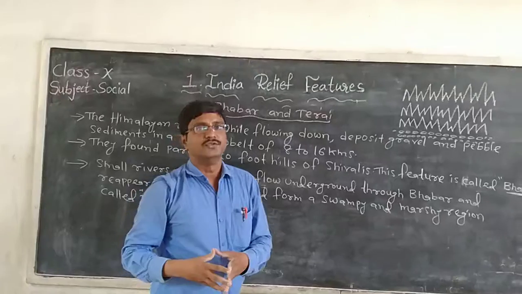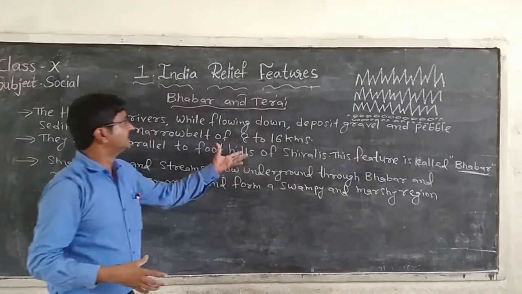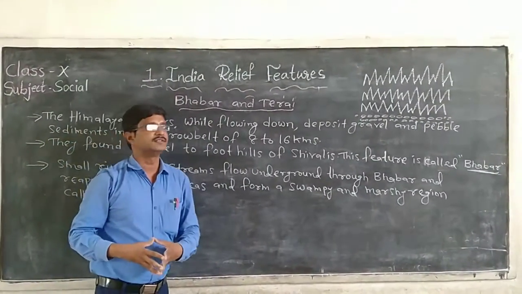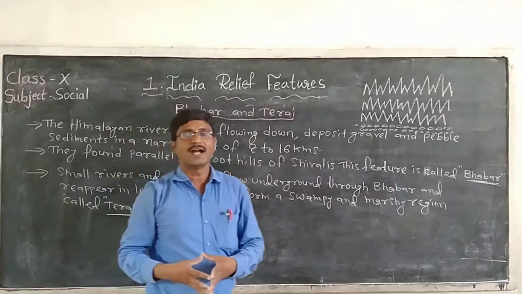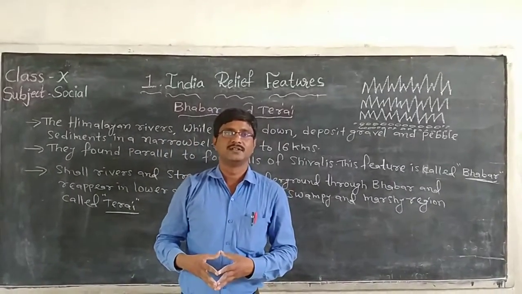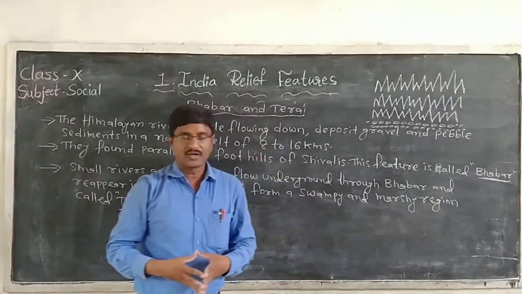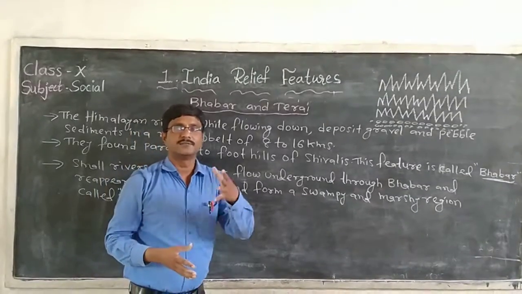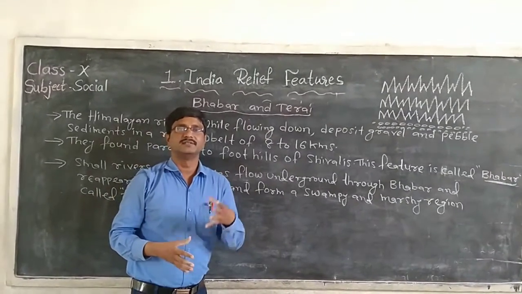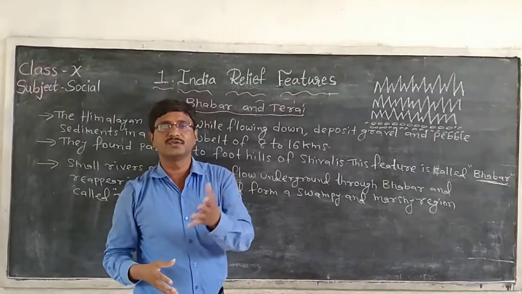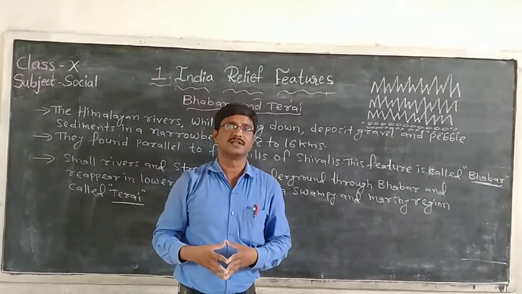Okay? Right. Okay. Now let us learn the differences between Babar and Terai. Dear students, so now we have learned about the Indo-Gangetic plains. They are classified into three types: western part, central part, and eastern part.